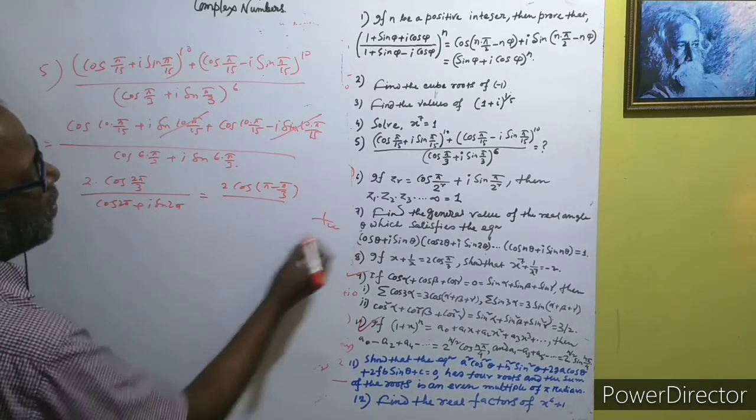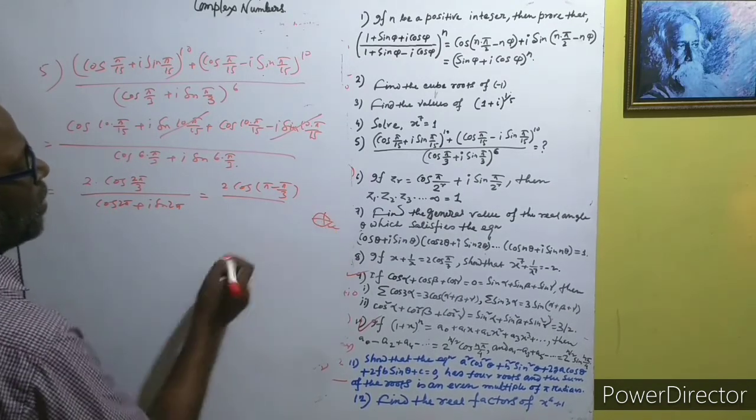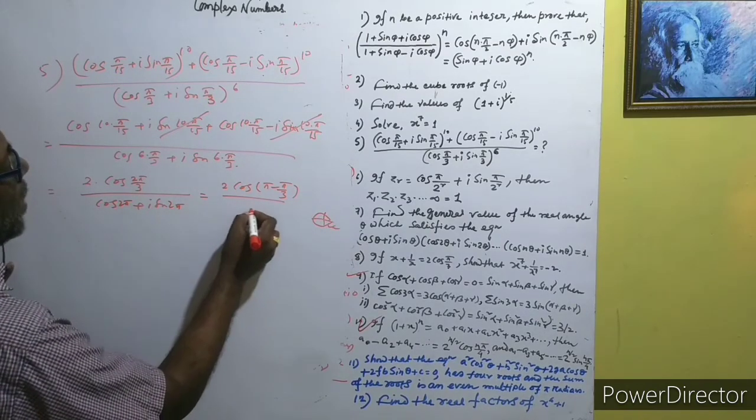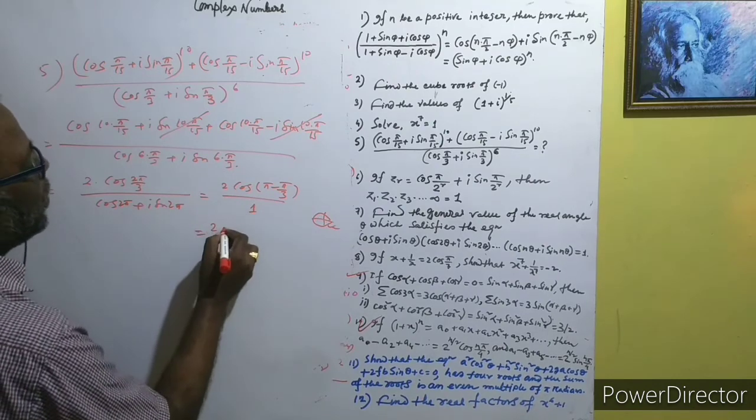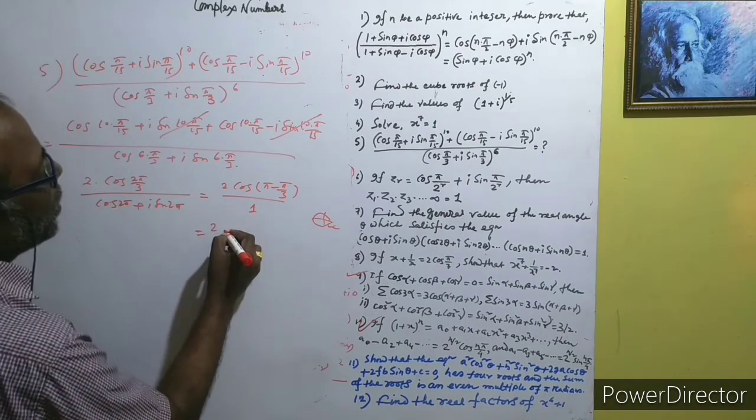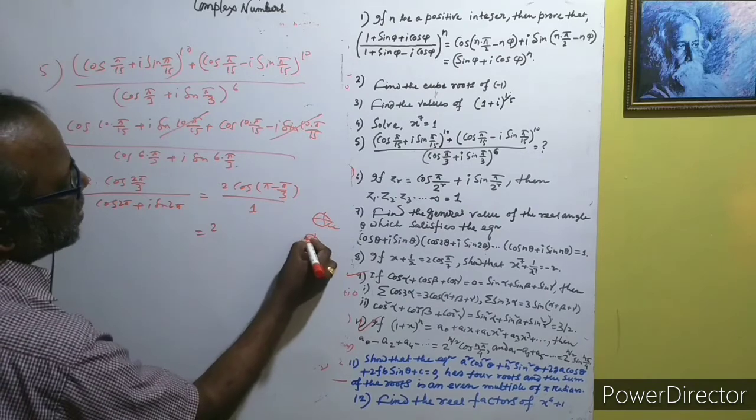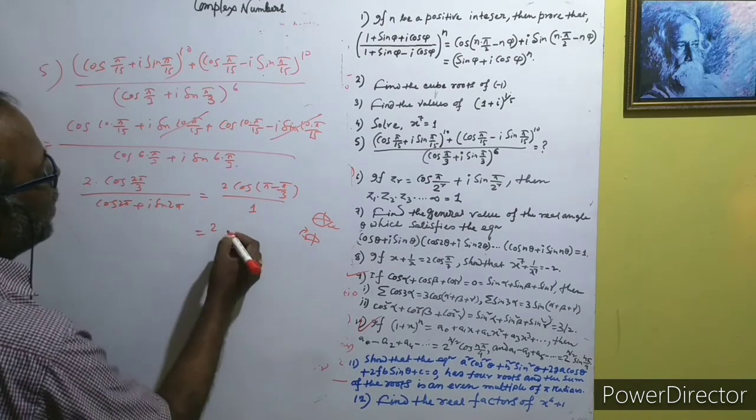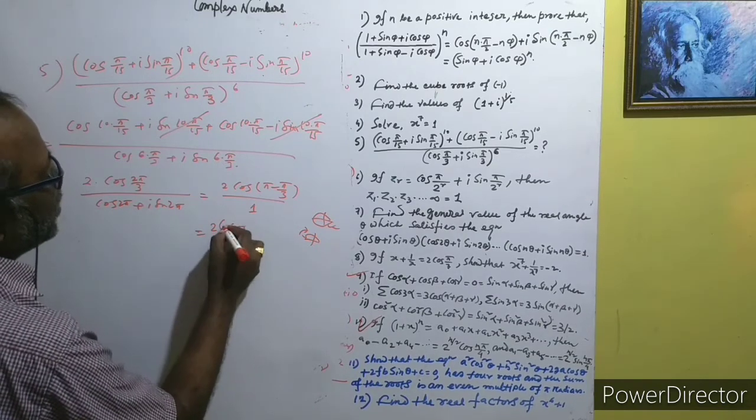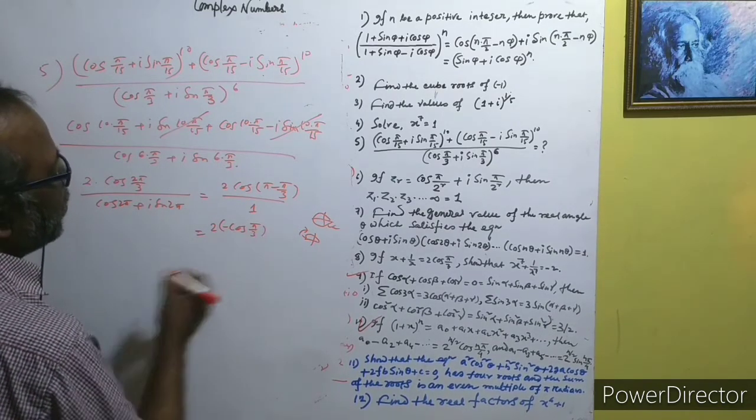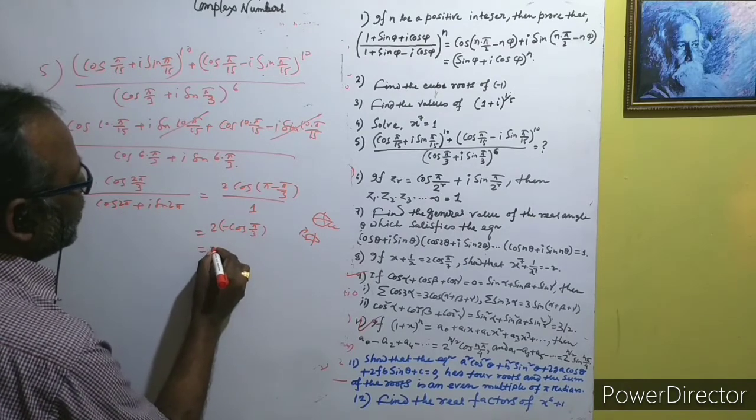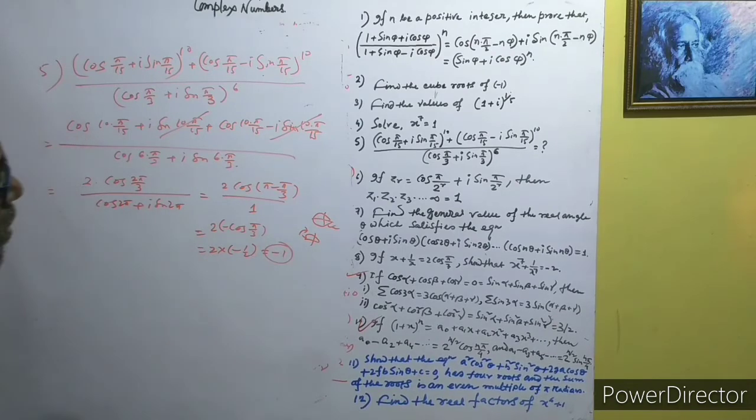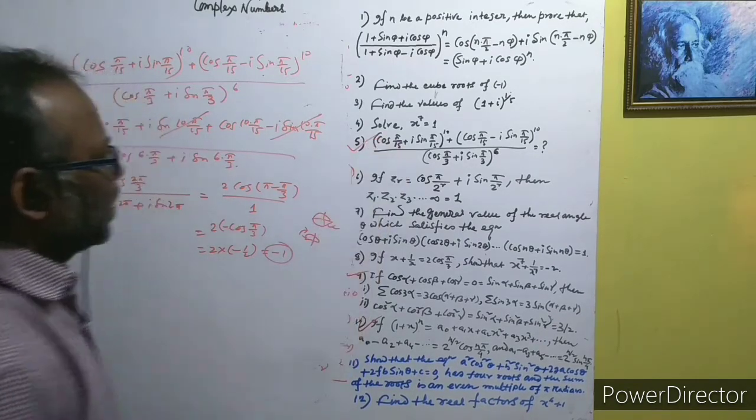And cos 2 pi is 1, and sin 2 pi is 0 here. So cos pi minus pi/3, so that will be cos 60. Cos 60 is half, so this is 2 into minus half, which is minus 1. This is your answer for question number 5.